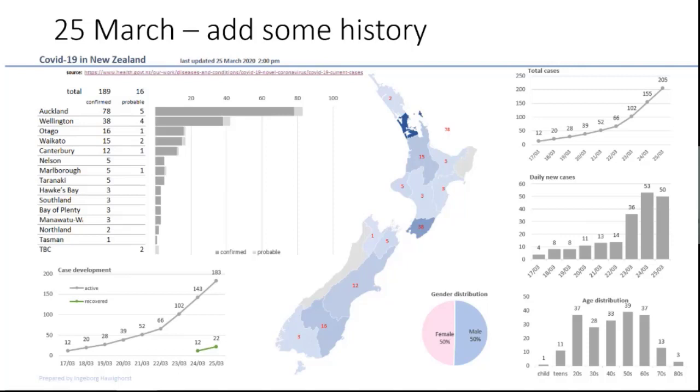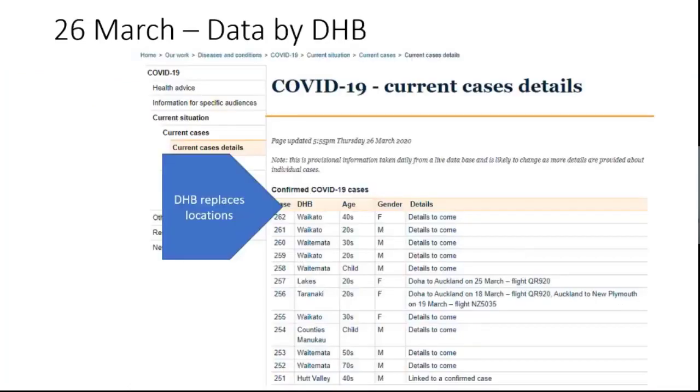So on to the next day, and I saw a change in the data that was published on the Ministry of Health website. Now the location column was replaced by a column called DHB, District Health Board. These are the regional authorities that manage the healthcare for people.